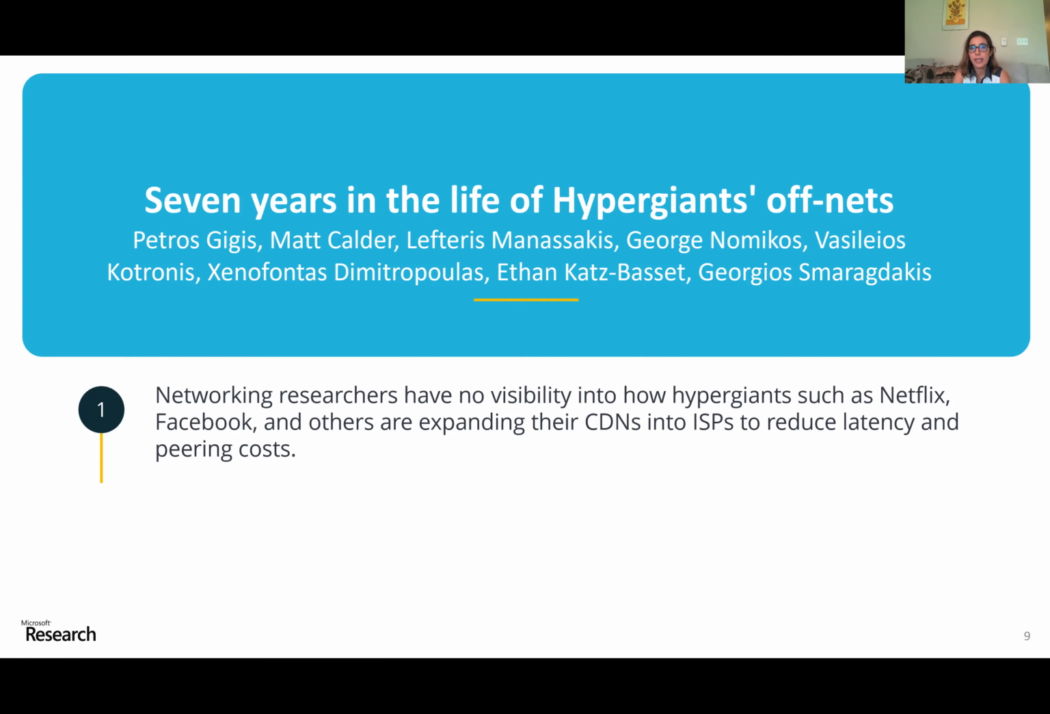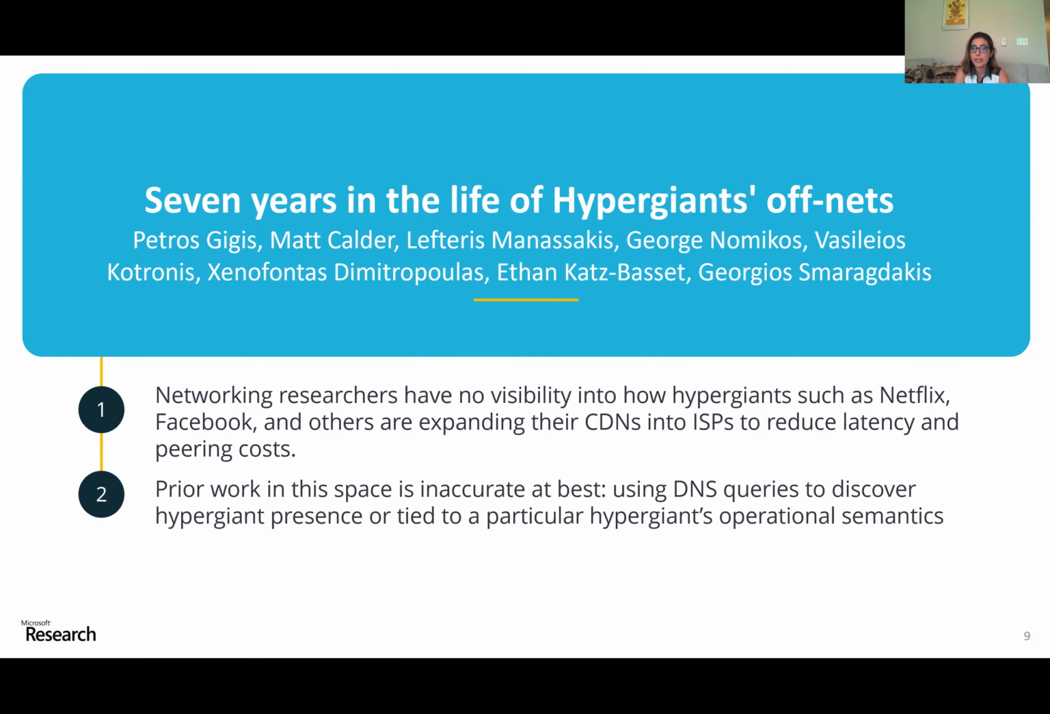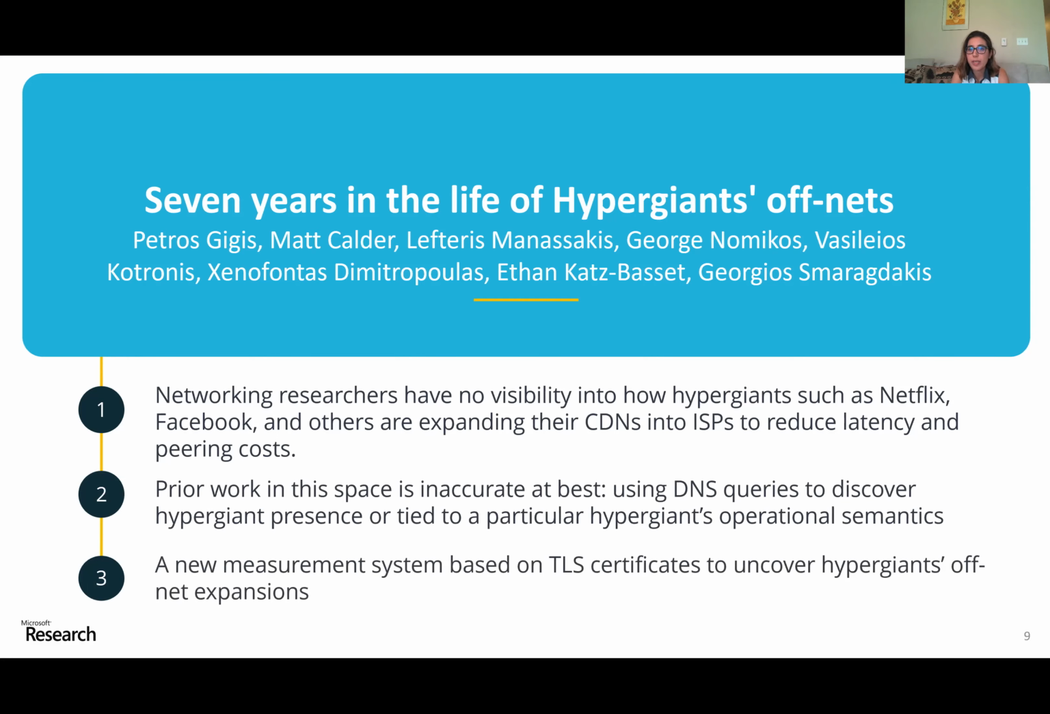And what this work looks at is, as academics, how can we discover how these hypergiants are moving closer to the users and how they're putting their presence within the different ISPs and what their strategies look like. And they point out that prior work in this space is inaccurate at best. They use DNS queries, for example, to discover hypergiant presence, or they're tied to a particular hypergiant's operational semantics. And because of that, they tend to be fragile and not necessarily accurate. The authors propose a new measurement system based on TLS certificates to uncover a hypergiant's off-net presences and expansions. I highly encourage you to listen to that talk and learn more about this work.